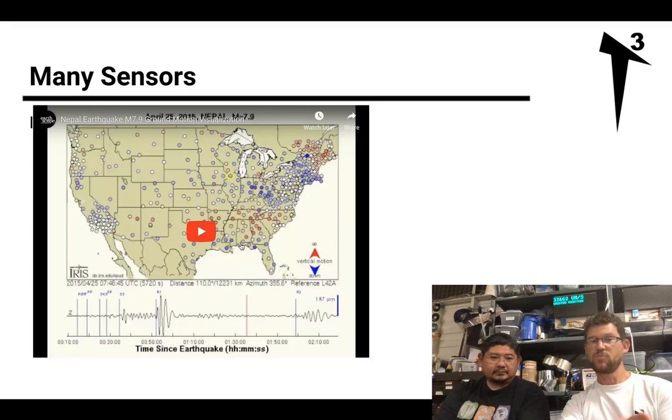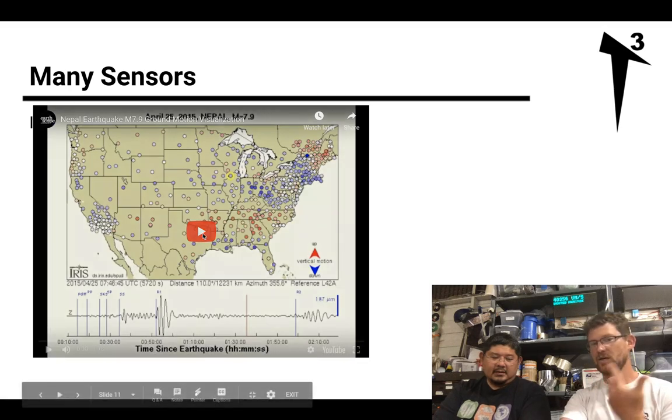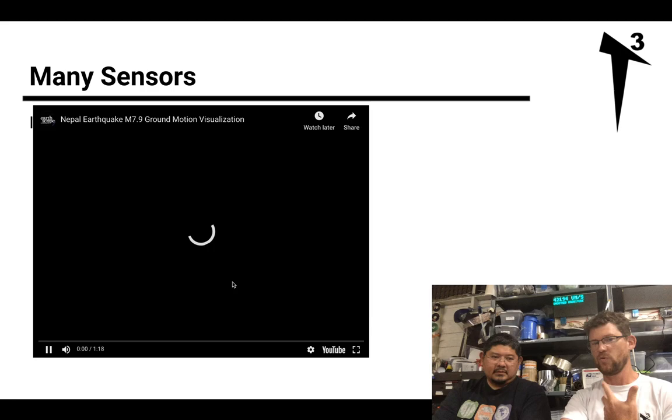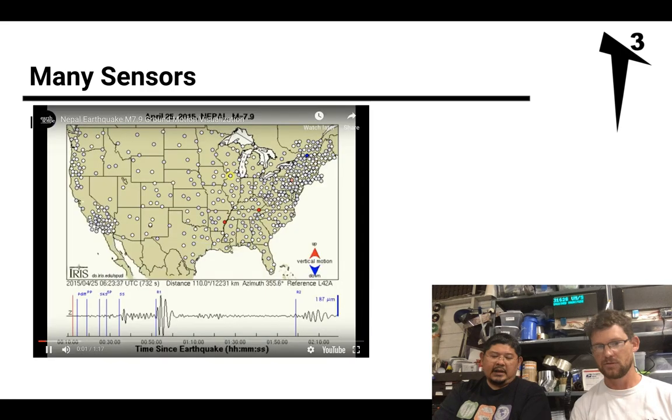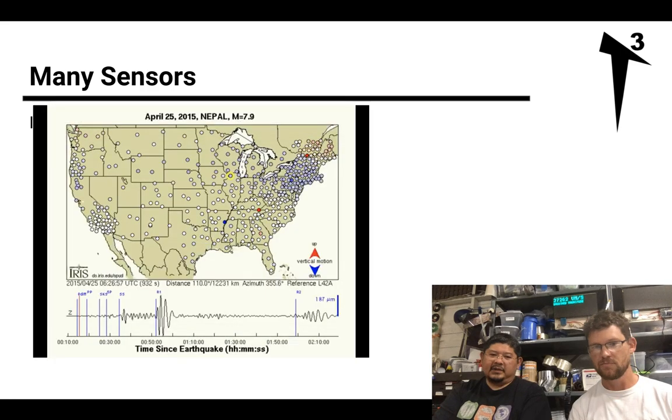If we put up a whole bunch of sensors at one time, we could monitor them in real time. This diagram that I found from IRIS shows what a magnitude 7.9 earthquake would look like across the United States. How long have we been able to have real-time? We've been able to have real-time for a while now, but digital sensors came on board around maybe the late 90s, early 2000s. So what are we seeing here?